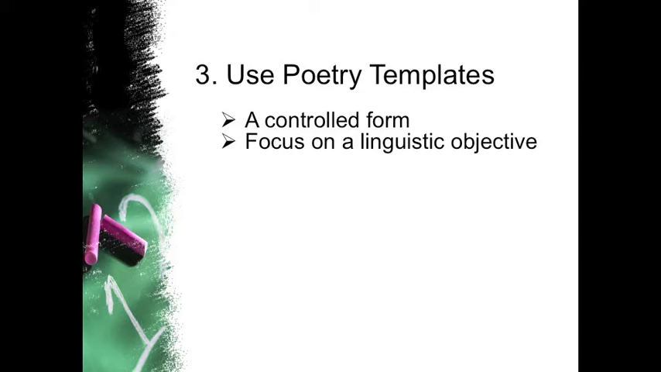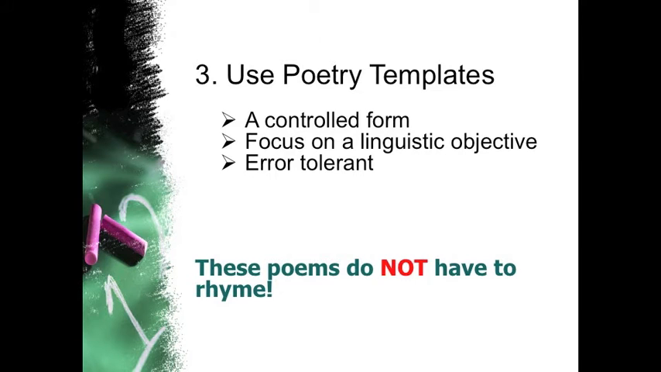Before we show you these examples, let me remind you that poetry templates are error tolerant, meaning that students can make a few errors and still be very successful, and that the poems do not have to rhyme. The poetry in these poems comes in the images and rhythms of the words.